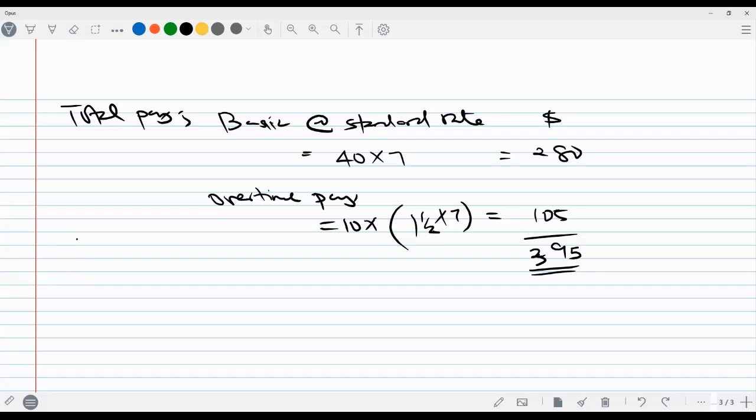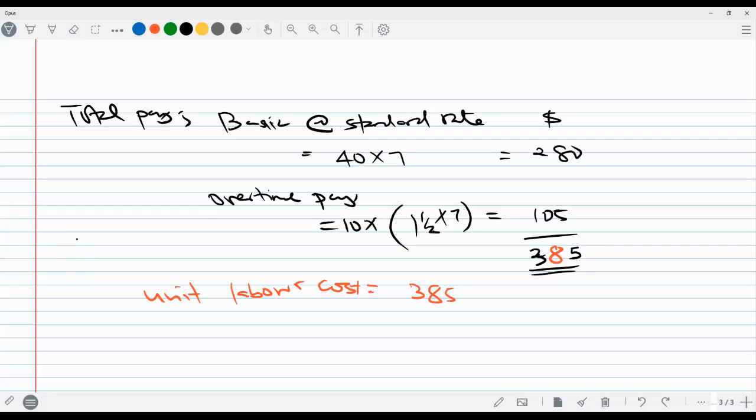Therefore, the pay to the employee for that week is equal to 385. Okay, therefore, the unit labor cost is equal to 385.